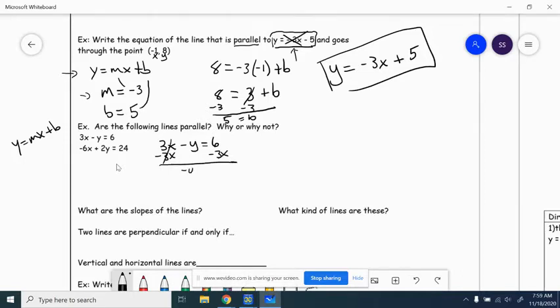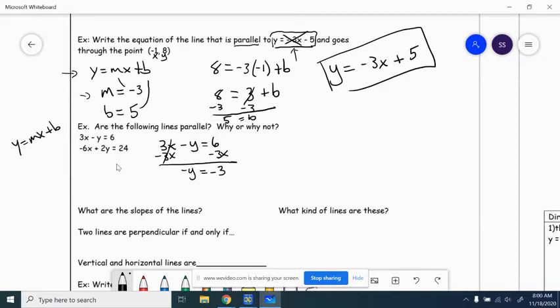So I'm left with negative y is equal to... this is a good time to switch the order here. Just remember, we obviously cannot subtract 3x's from 6 1s, right? They're just not like terms. So we're just going to switch the order to put this in slope-intercept form.